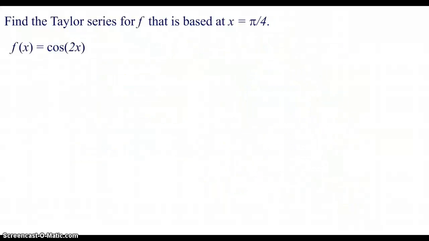Let's build another one. Here's one at pi over 4. Again, we're going to show the first 4 non-zero terms. Lots of times they'll ask for the general term as well, but I'm going to save that work for later on. We'll get started on this example. I don't know if we'll finish it or not, but here's f of x.